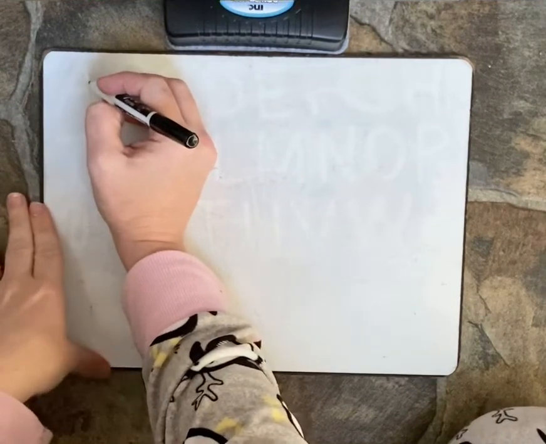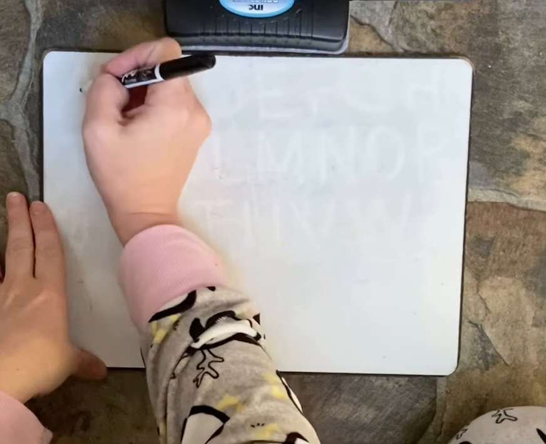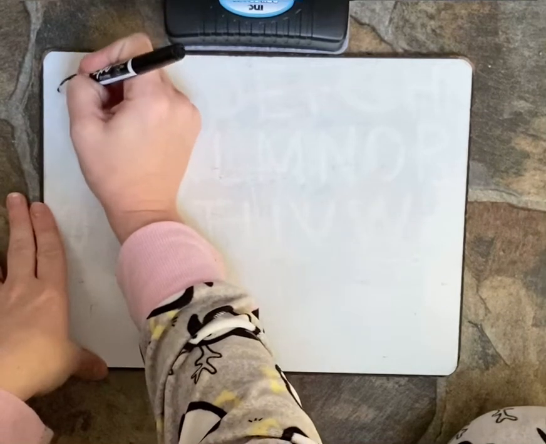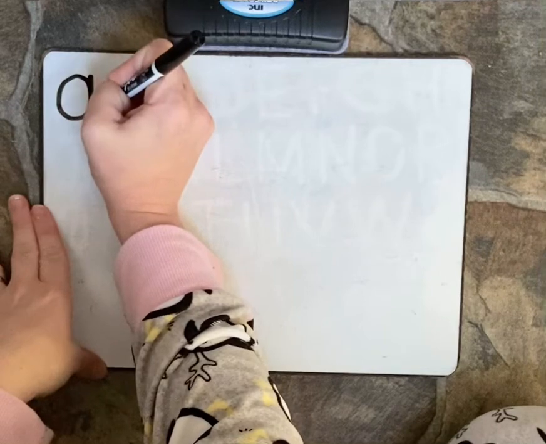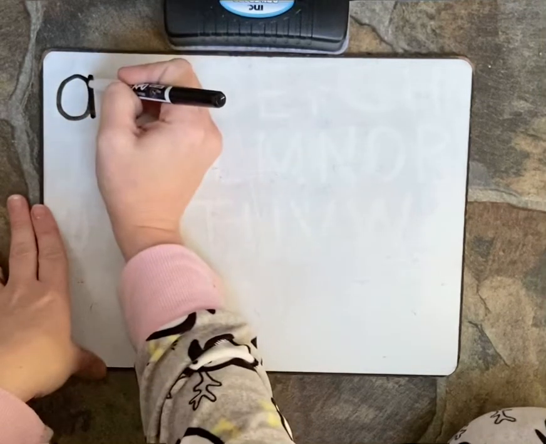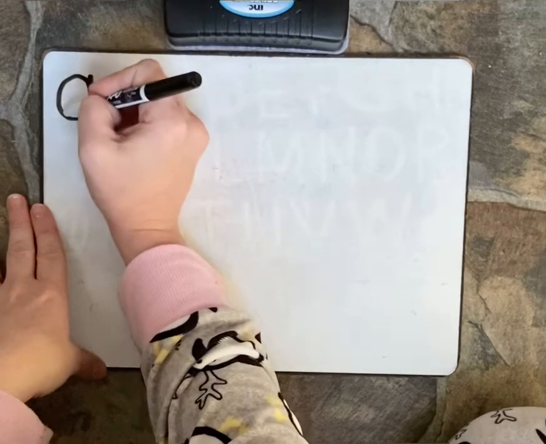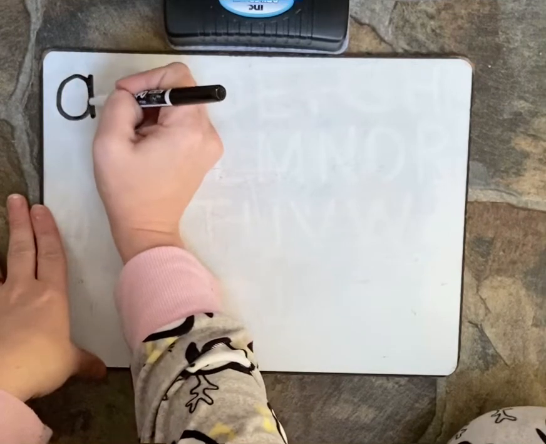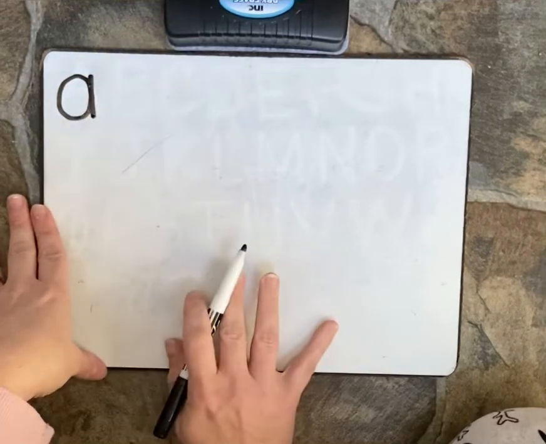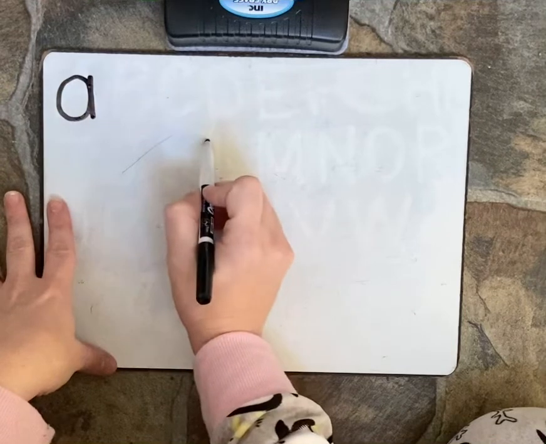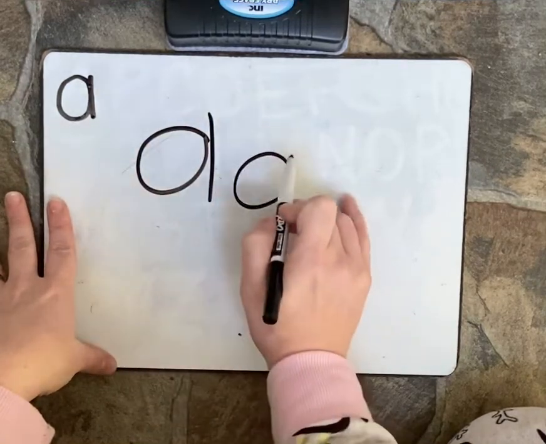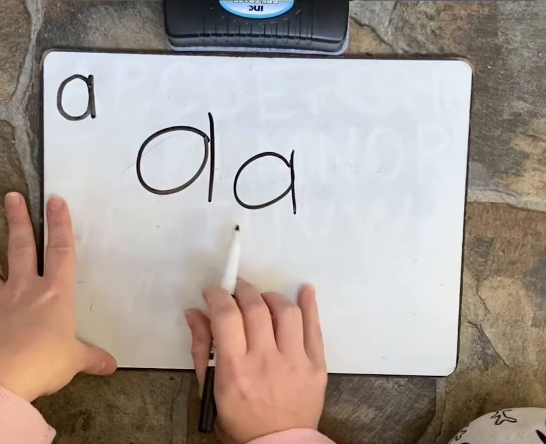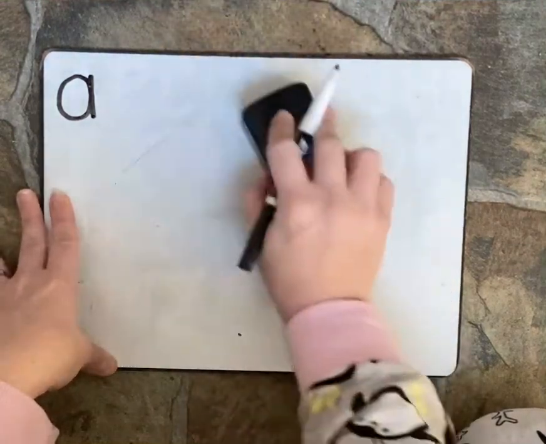Okay, so let's start with our lowercase a. Remember, A is an over around letter. So we're going to go over around like a C and then pull down. Did you see that? You're going to start right here, go over around like a C and pull down. That is what your A should look like. You should not be putting a circle and a stick, okay? This is not the right way to write an A. You have to do it the way that I'm teaching you.